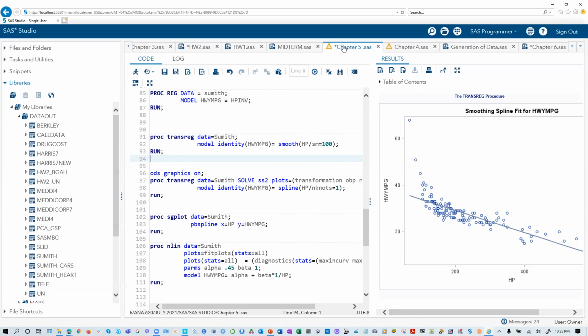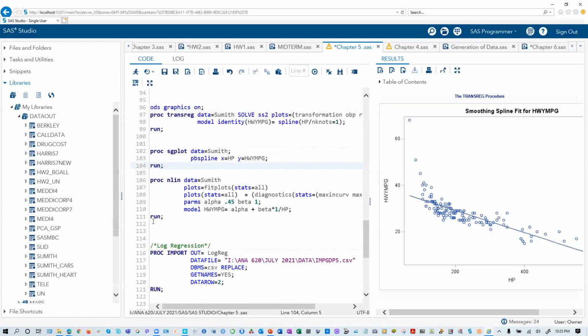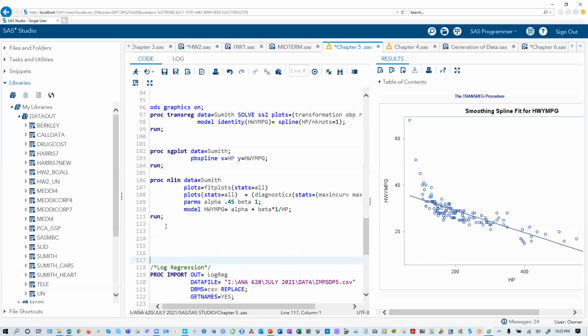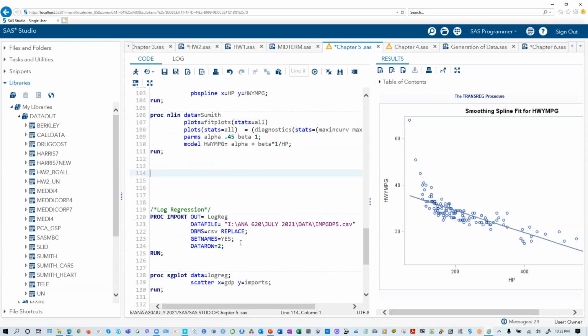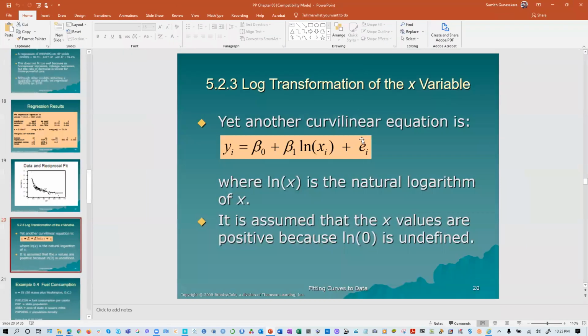Other than that, we're going to focus on the log transformation, the next one. Don't worry about this one, the diagnostics. Don't worry about this stuff. So here, log transformation, as I said earlier. Now you can do the log. Why are we doing the log for this one? Why do we really need the log?